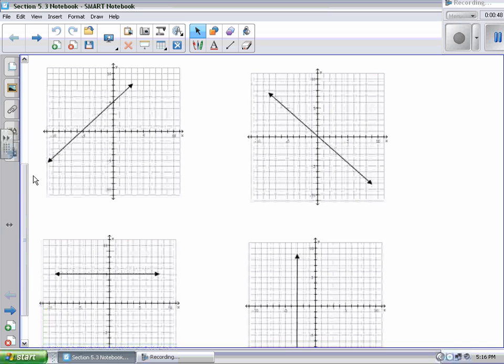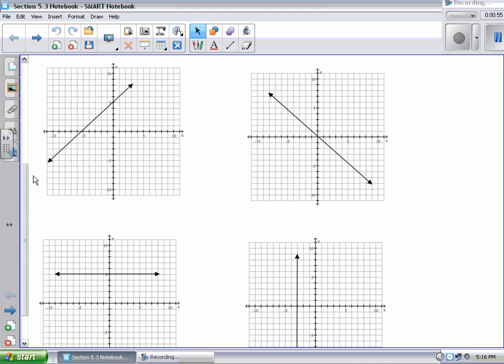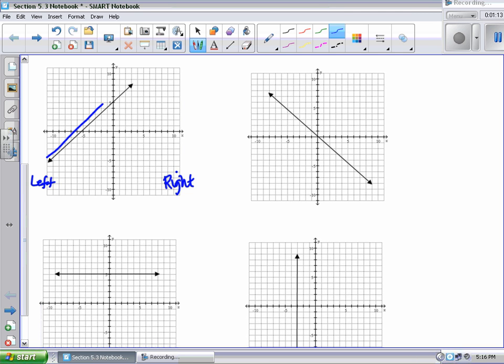So let's look at these four lines and try to determine whether the slopes of these lines are positive, negative, zero, or undefined. When you read the graph, just like we read English in a textbook, we always read from the left-hand side to the right-hand side of a graph. And if I trace this line from the left-hand side to the right-hand side, it appears to me that that line is going up. That line has a positive slope.